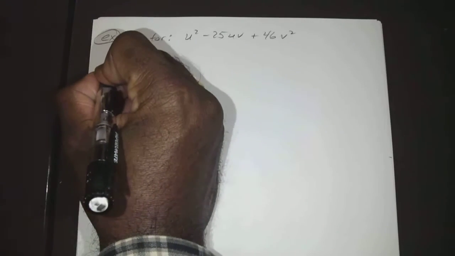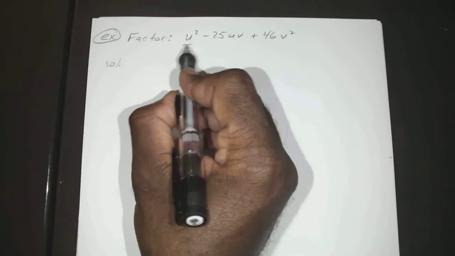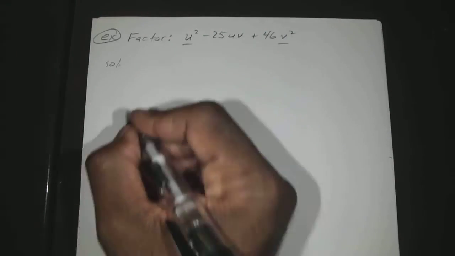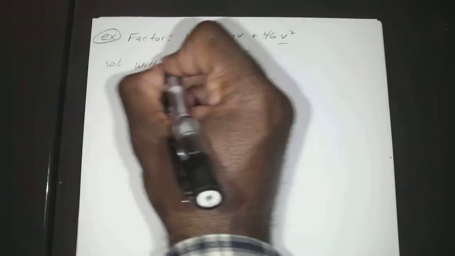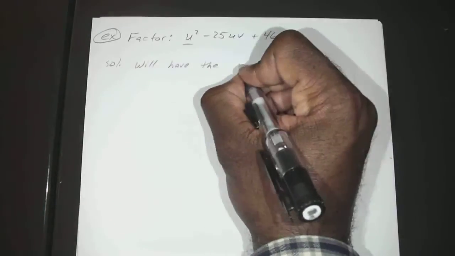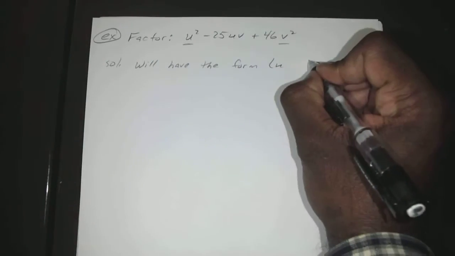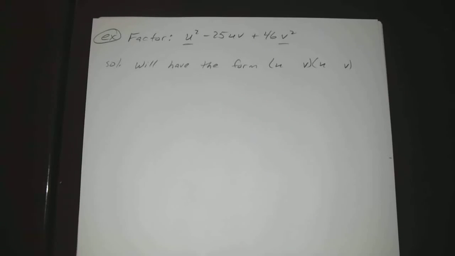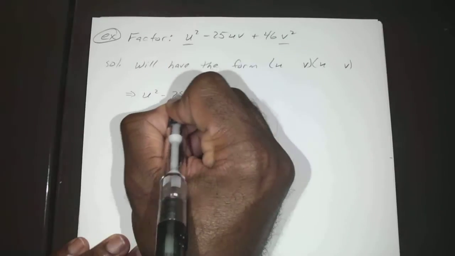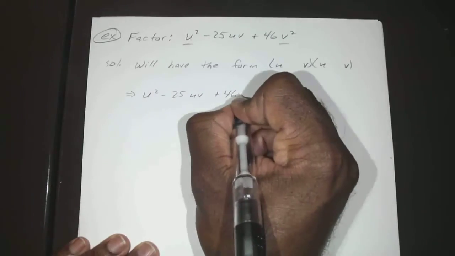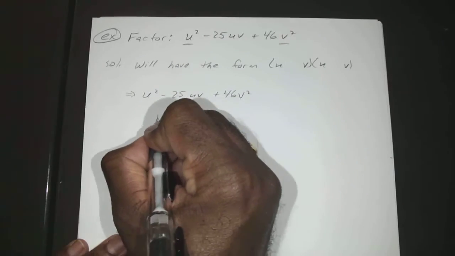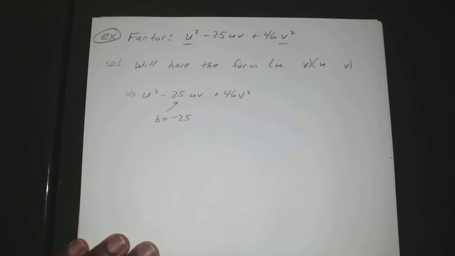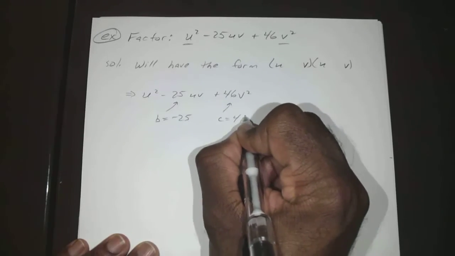All right, so we already know, because you have the u squared and the v squared, it will have the form of (u v)(u v). We just have to figure out what sign you're going to have and what's going to be in front of the v. So you have u squared minus 25uv plus 46v squared. We know our b is equal to negative 25, and our c is equal to 46.